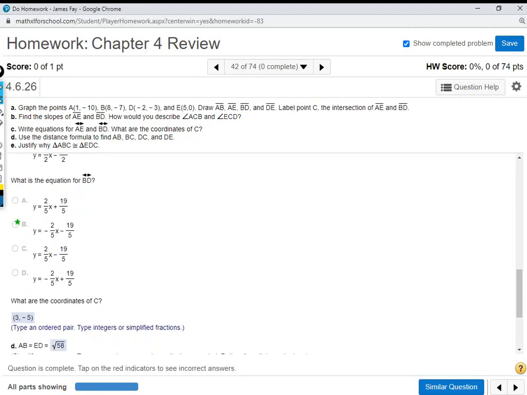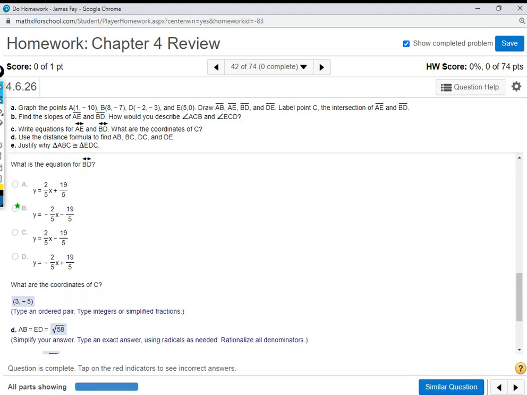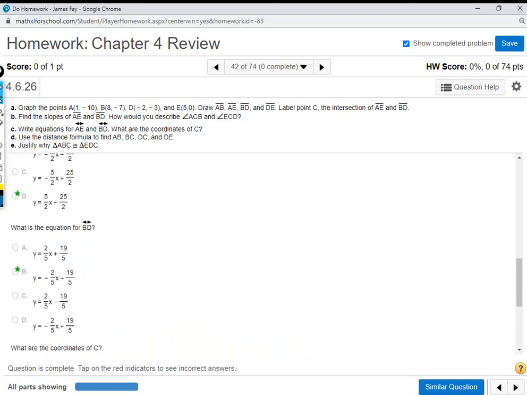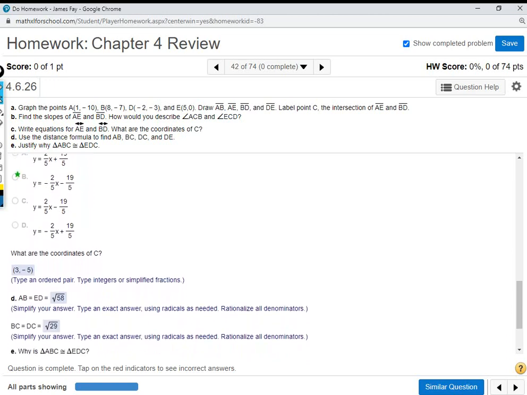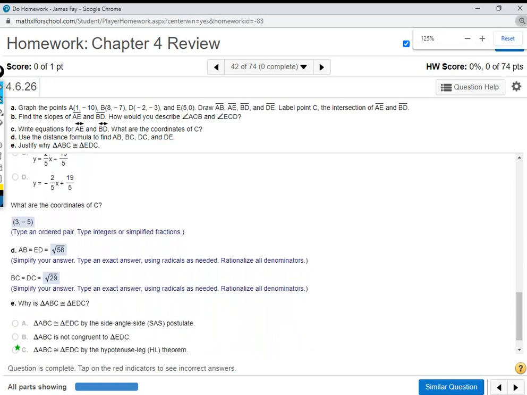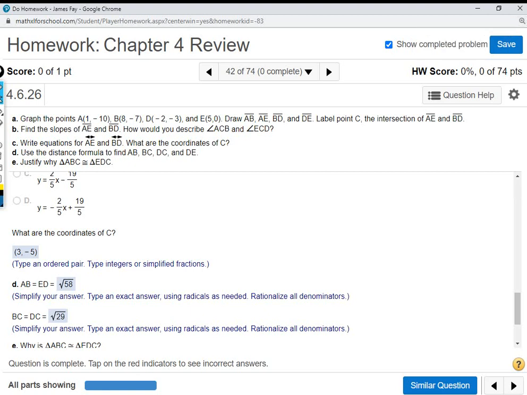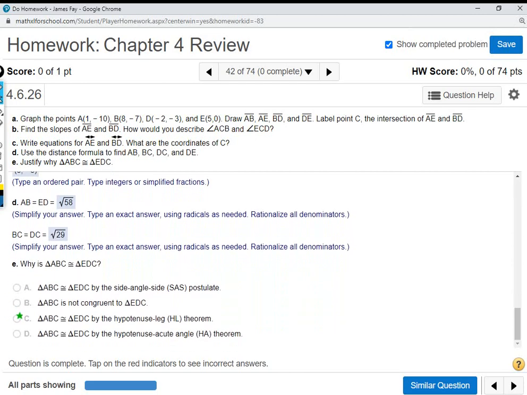It says what are the coordinates of C? So when it asks for the coordinates of C, you're going to set these two equations equal to each other and solve for X. And then you'll be able to solve for Y. Now give us 3, -5. When it wants us to find AB and ED, we'll use the distance formula, gives us radical 58. When we do BC and DC, it gives me radical 29.